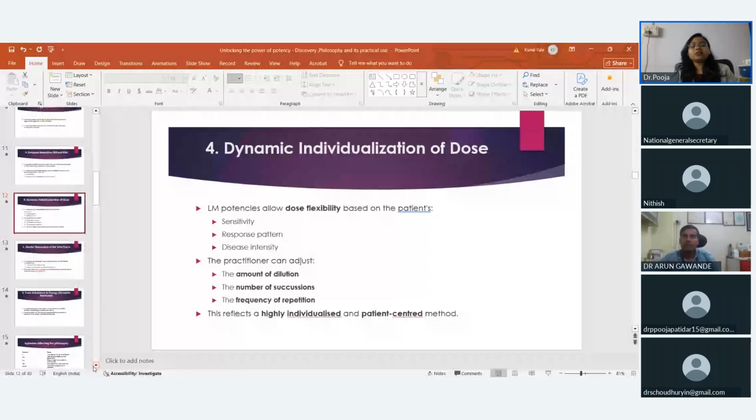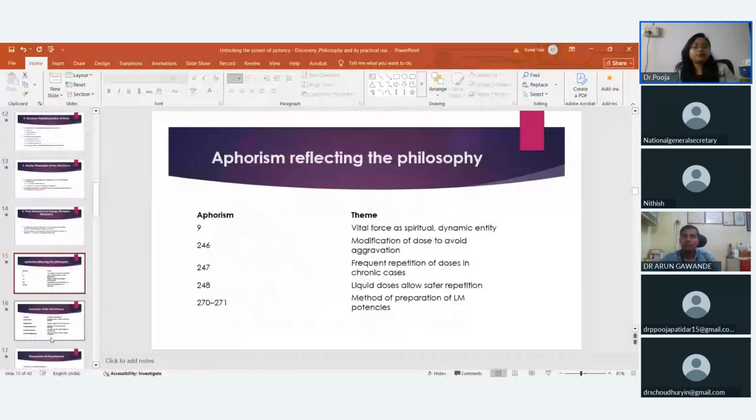And these are some aphorisms you can read from the 6th edition of the Organon of Medicine. Aphorism number 9: vital force as a spiritual dynamic entity. In aphorism number 246, you can read the modification of the dose and avoid the aggravation. In 247, the frequent repetition of dose in chronic diseases. 248, the liquid dose allows the safer repetition. And 270 to 271, that is preparation of potencies. If you want more philosophy, then you can read all these aphorisms in the 6th edition of the Organon of Medicine.